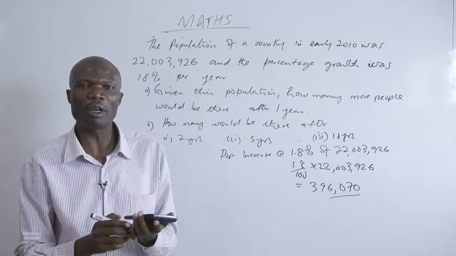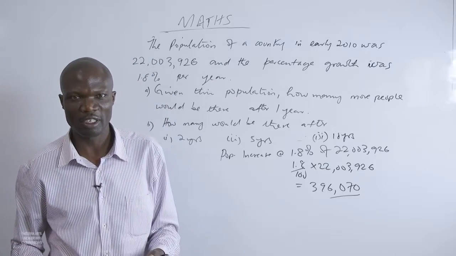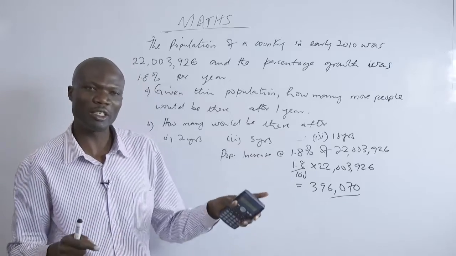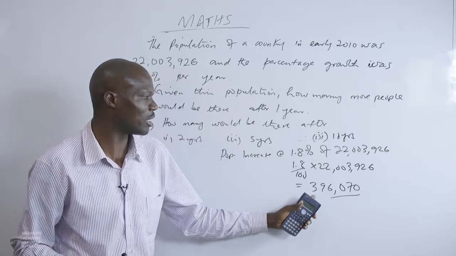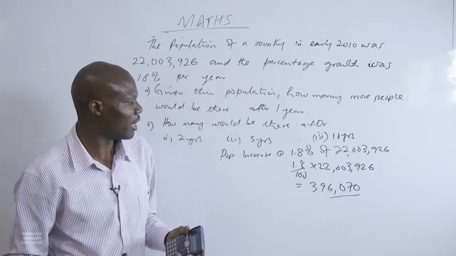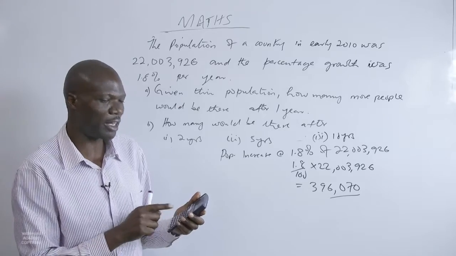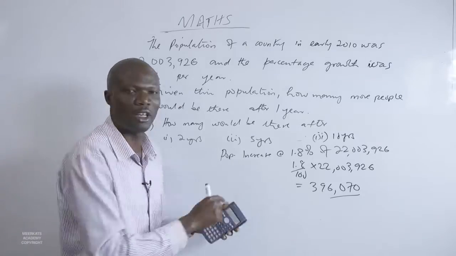Now, these are human beings. You cannot write there 0.6. It is not 0.6, they are people. So when the population increases by 1.8%, it means that it will increase by 396,070. Then the question that comes in is, how many people are there after that 1 year?